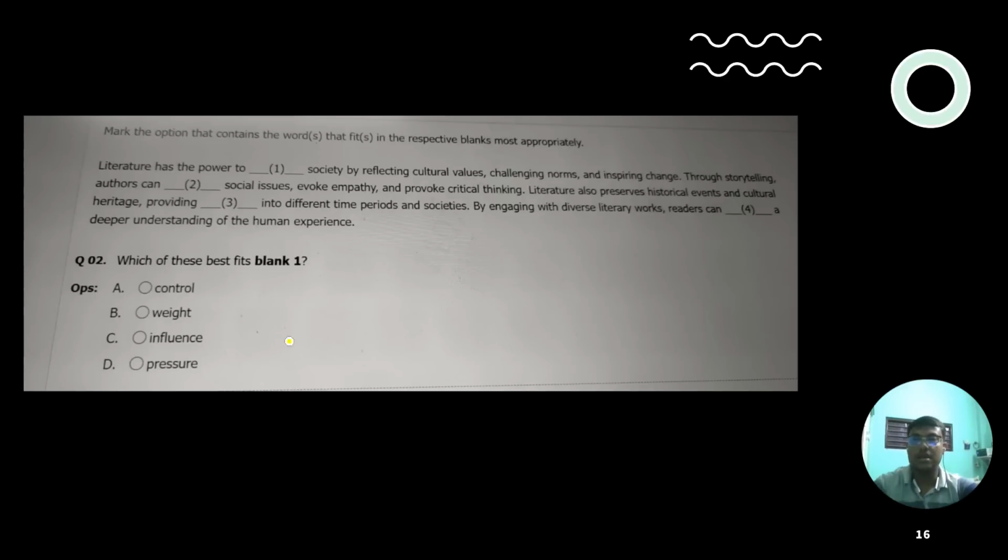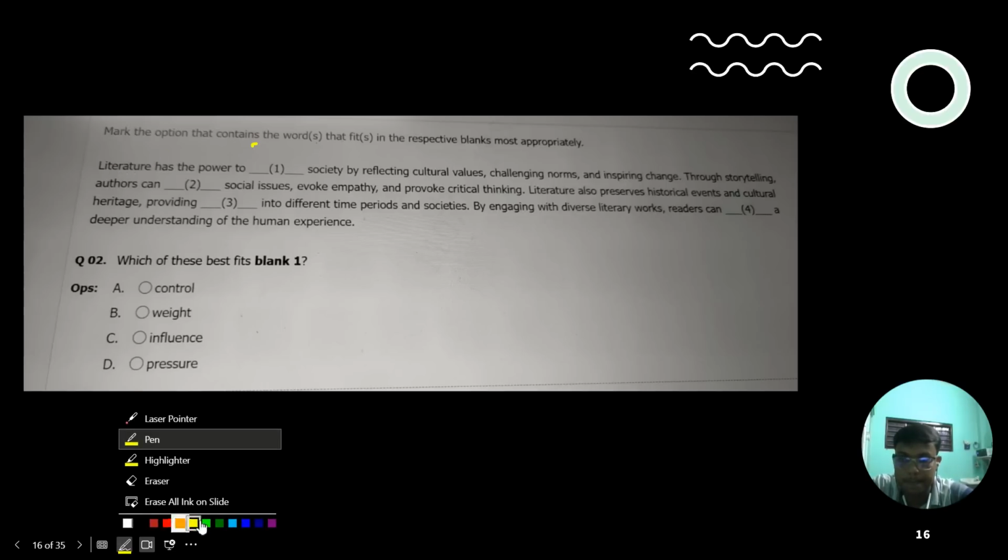Okay, now we are moving on to the verbal section. So let me change the color of the pen. Let's say I took blue.